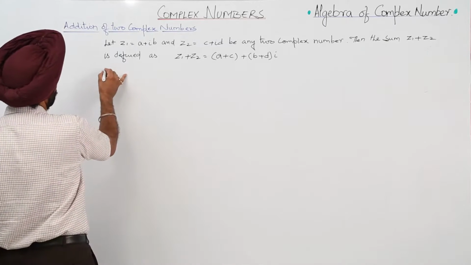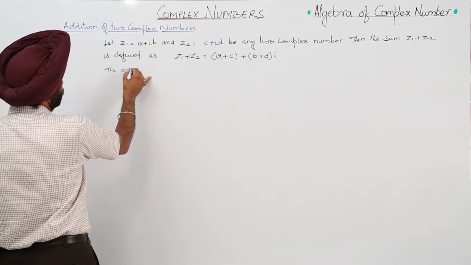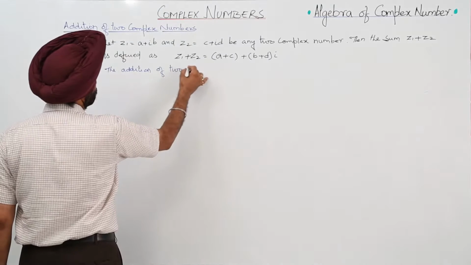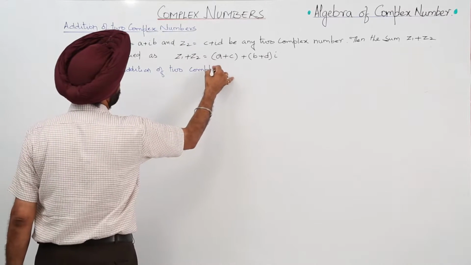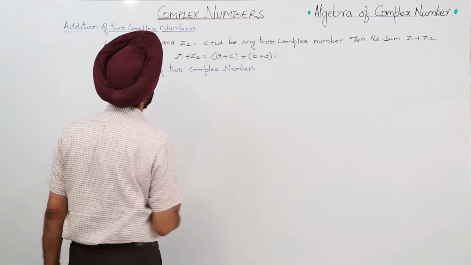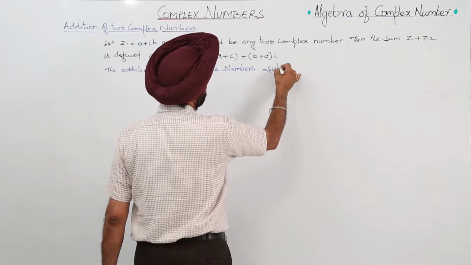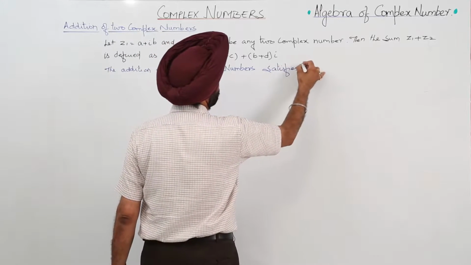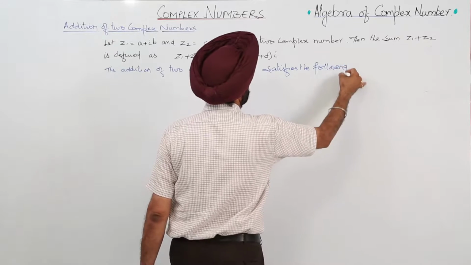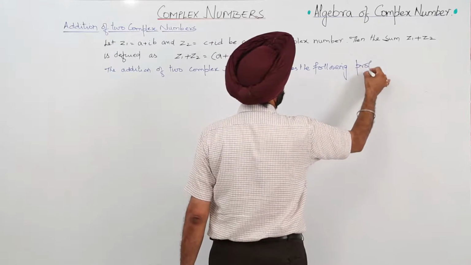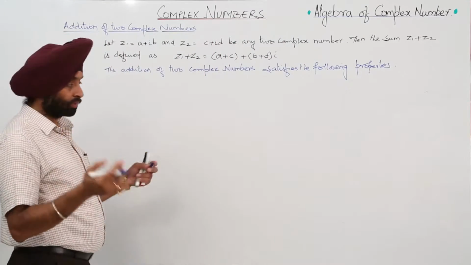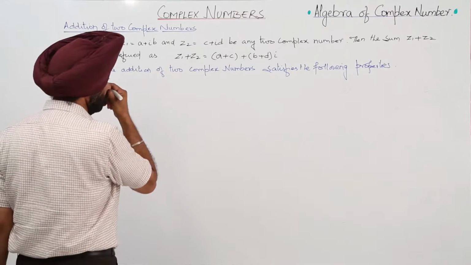Now the addition of two complex numbers satisfies the following properties. Very simple properties. This is just a revision for the junior classes. First three are for the junior classes.